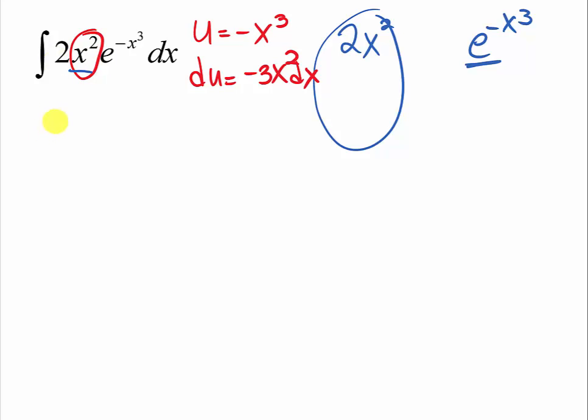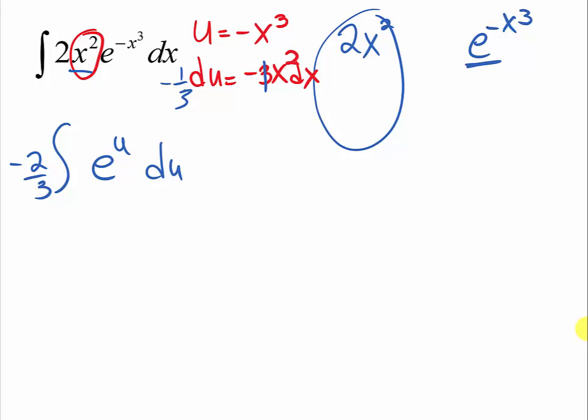So I don't want to deal with the 2. And I'm going to need to divide this then and make this a negative 1/3 to get rid of that. But I can replace then x squared dx with negative 1/3 du. And I'm going to do that. So 1/3 du. And then this other part is just e to the u. So this one was perfectly a u sub.